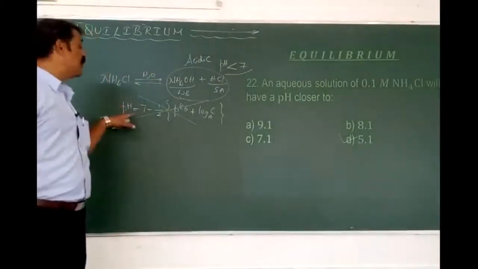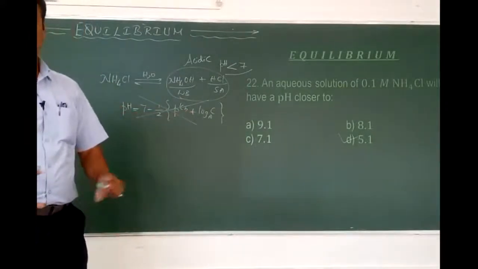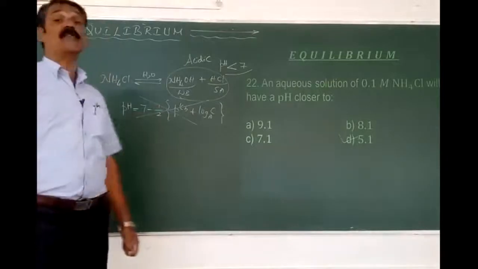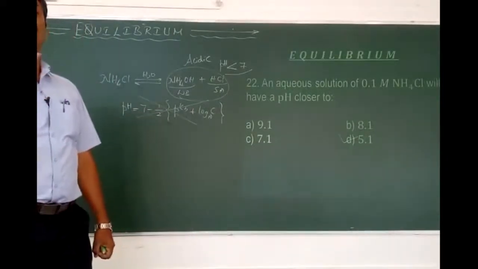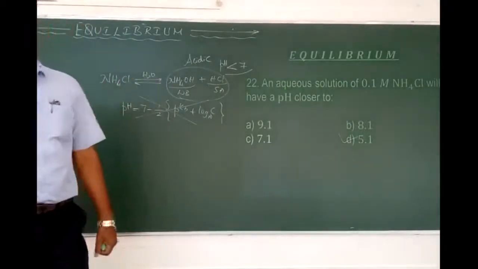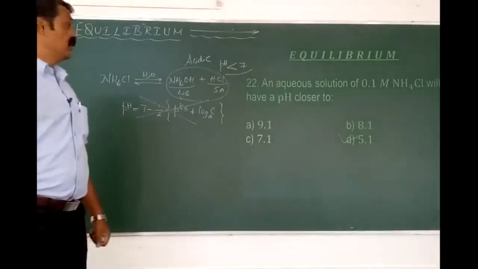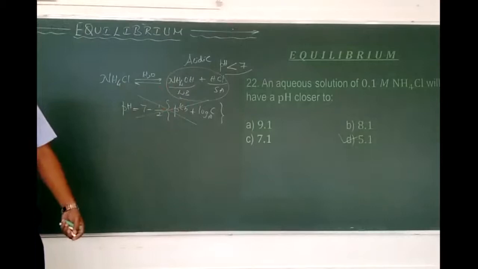Suppose the concentration and either Kb or pKb is given, then you have to apply the formula pH is equal to 7 minus half of pKb plus log base 10 of C. If we didn't have that, it is a salt of a strong acid and a weak base. Therefore, the solution is strictly acidic in nature. If it is acidic, the pH value is always less than 7, that is 5.1. Okay, let's have the next one.